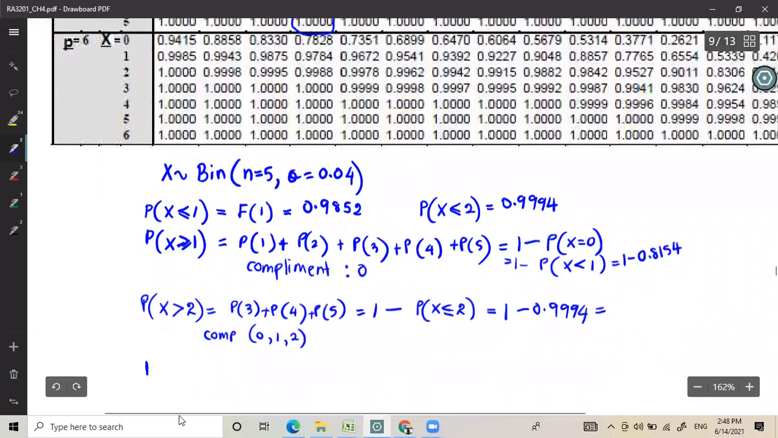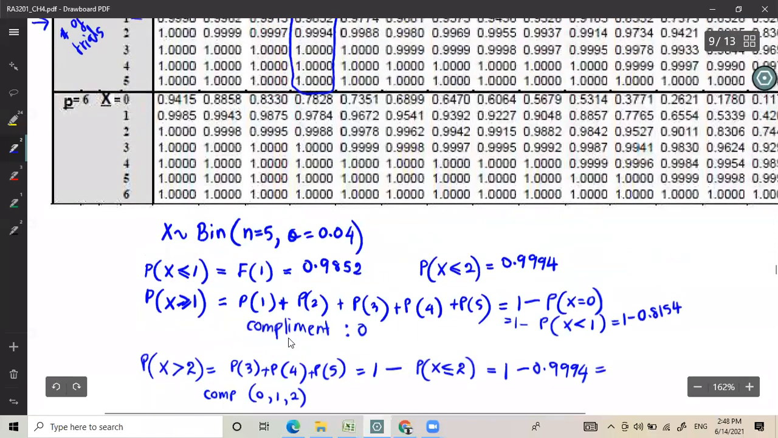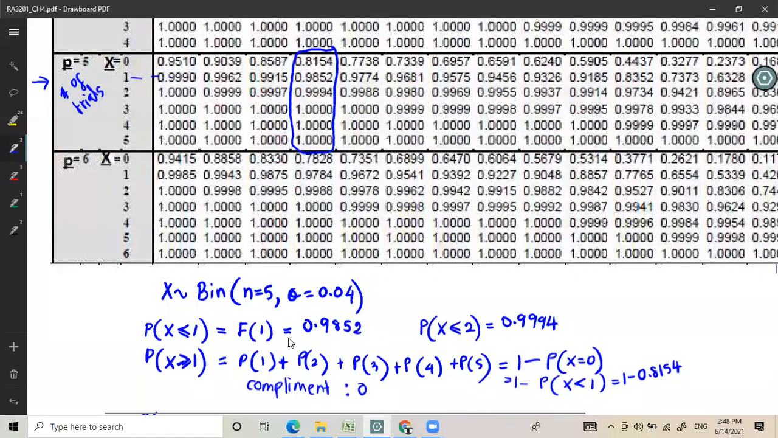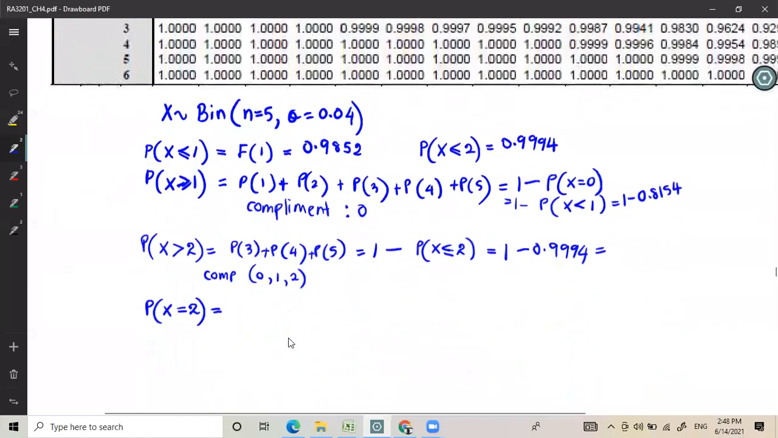Now, how do you find exact probabilities? Say if you want P(X equals 2), how do you find this? X equals 2. Any idea how you can do that? How can you do X equals 2? If you read the table, what do you get?